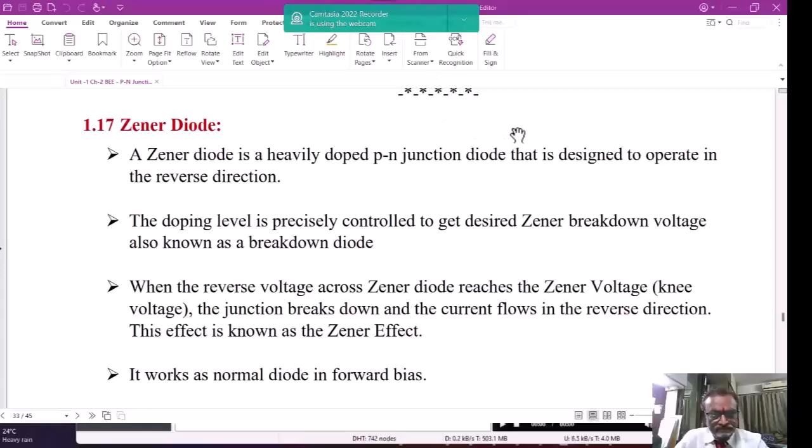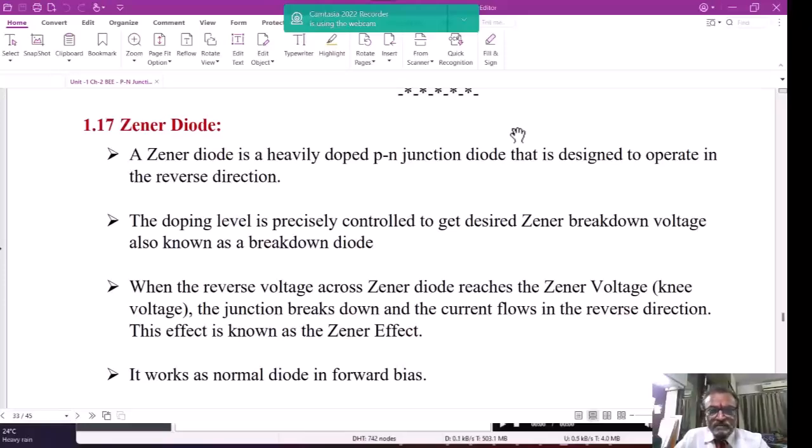Zener diode. What is Zener diode? Zener diode is a PN junction diode and it is a highly doped PN junction, specially designed to operate in the reverse breakdown region. Doping level is precisely controlled to get the desired breakdown voltage.